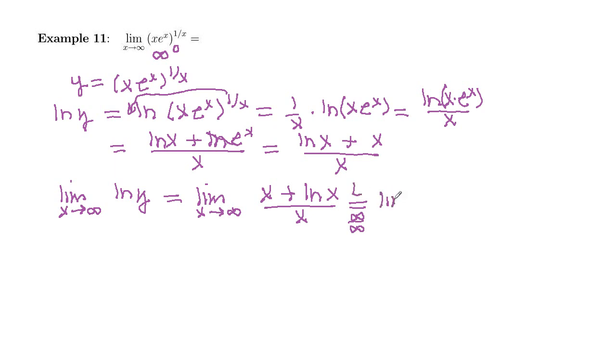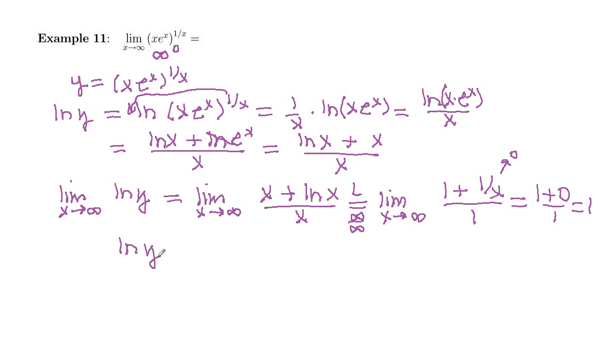So we will now differentiate top and bottom separately. So limit as x goes to infinity: derivative of x is 1, derivative of ln x is 1 over x, and then in the denominator, derivative of x is 1. And now as x goes to infinity, this 1 over x approaches 0. So this looks like 1 plus 0 over 1, which is 1. So again, we showed that natural log of y approaches 1.